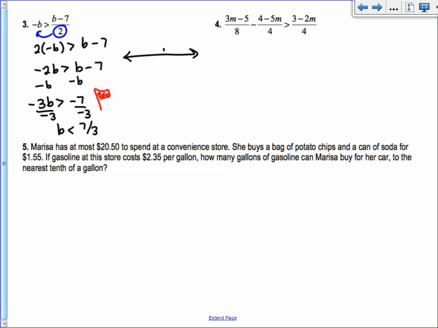So on your number line, put 7/3. And I like to see 7/3. I don't like to see 2 1/3. So I like being proper. So 7/3. It's everything less than that. So you have an open circle. So it's negative infinity to 7/3.